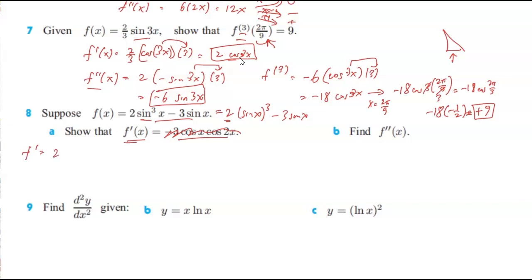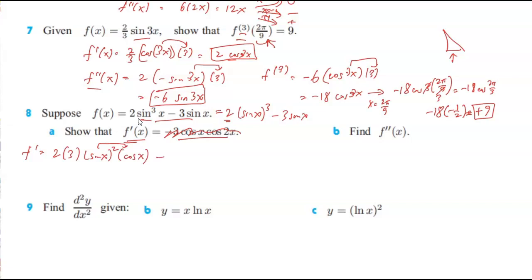I leave the 2 as is. I bring the 3 down because I'm doing power rule. The 3 becomes 3 minus 1, and then I do chain rule on the inside function, which is sine of x, and I get cosine of x and multiply it.